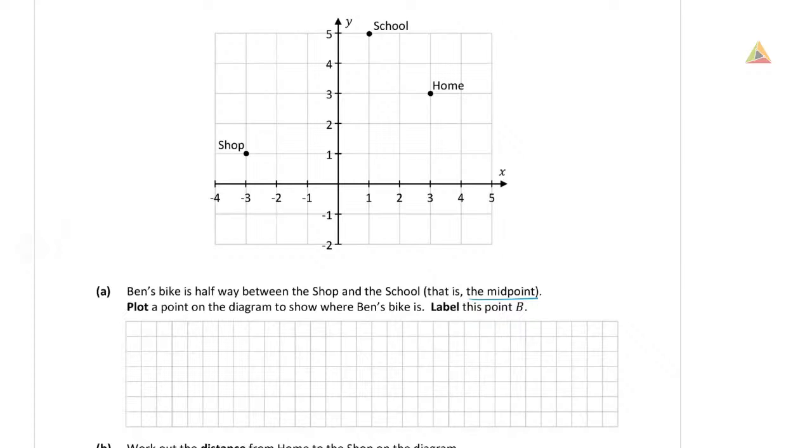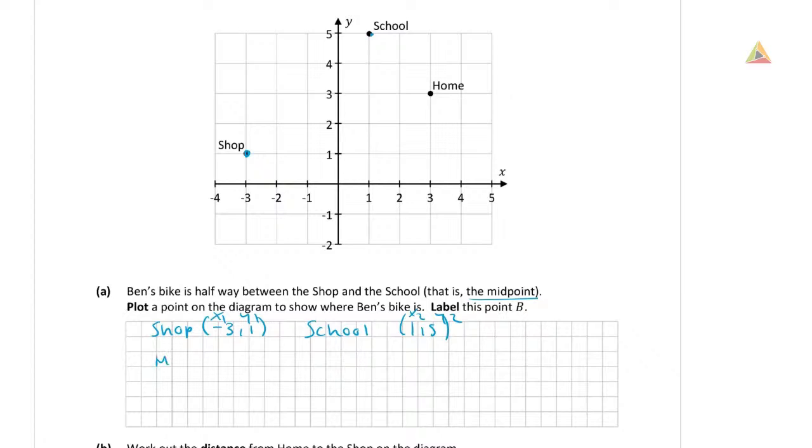Now we're going to make sure we do this properly. It says that it's halfway between the shop and the school. So the shop is here and the school is here. Now the shop is the point minus 3, 1. And the school is the point 1, 5. So we need to get the midpoint of those two points. So x1, y1, x2, y2. Let's just double check now. It's minus 3 and 1 for the shop, and it's 1, 5 for the school.